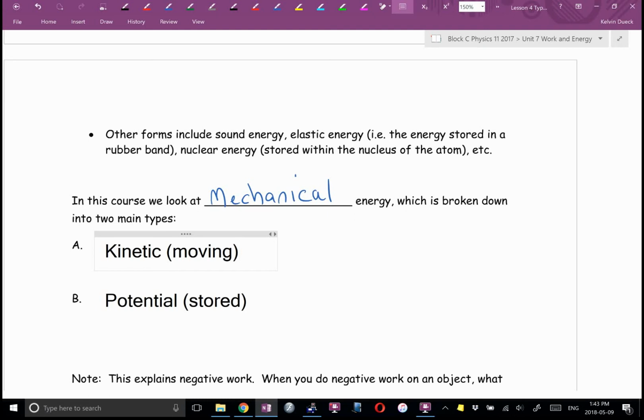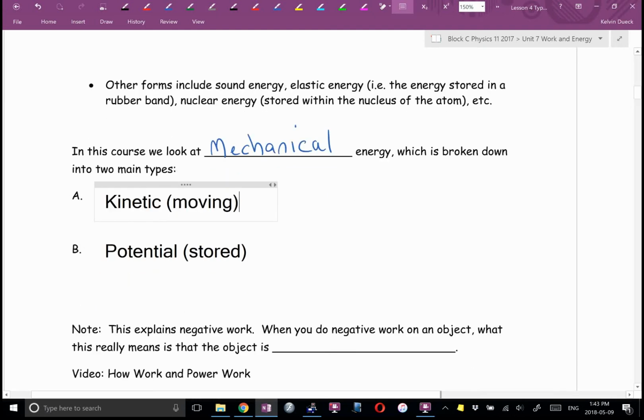Okay. This explains negative work. When you're doing negative work on an object, it means that the object is losing energy.